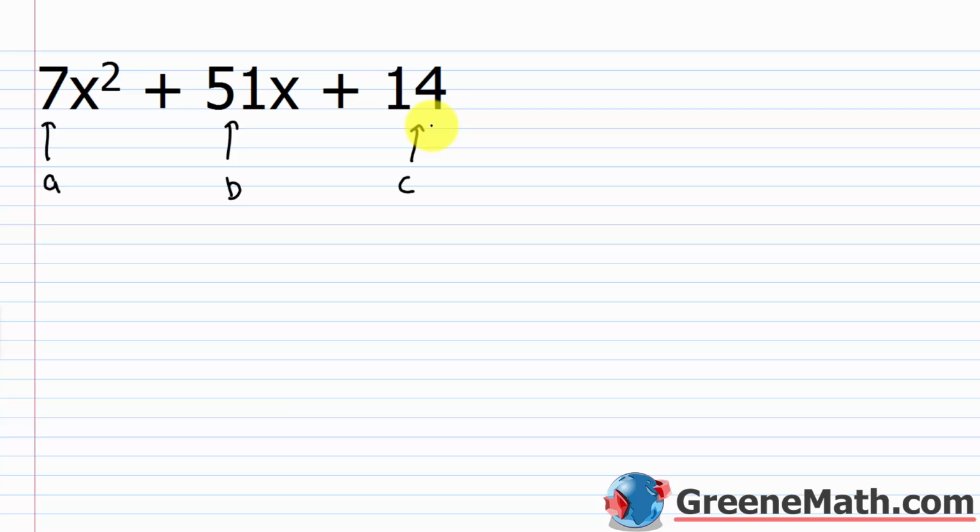Now, the very first thing you want to do here is find two integers whose product is A times C. So the product of these two integers is A times C. And then the sum is going to be B, okay? So what is A times C? It's 7 times 14, which is going to be 98. So let me just write 98 here. And the sum is 51.